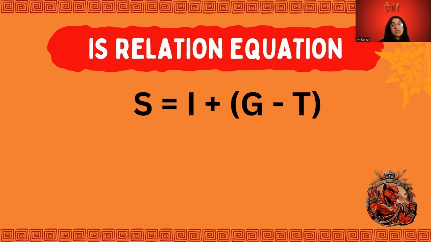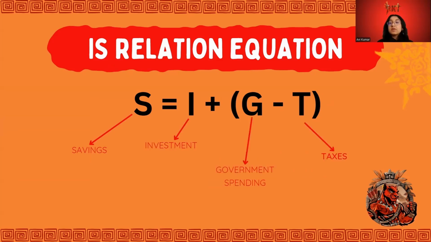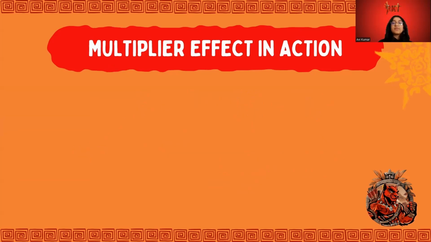Now, this is the equation for the IS relation. So S stands for savings, then we have I for investment, and then government spending and taxes to account for the surplus or deficit that the government will have. Now, let's look at the multiplier effect in more detail. I already explained to you guys that there's a slight increase in spending, which leads to an overall increase in GDP. And how does that work?